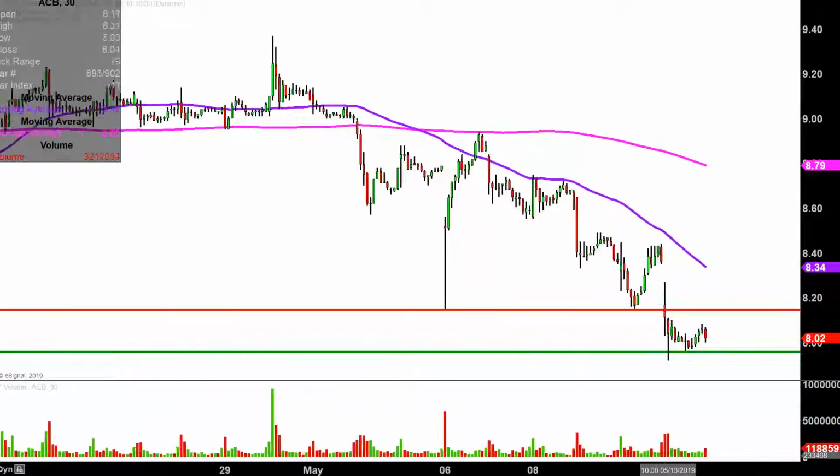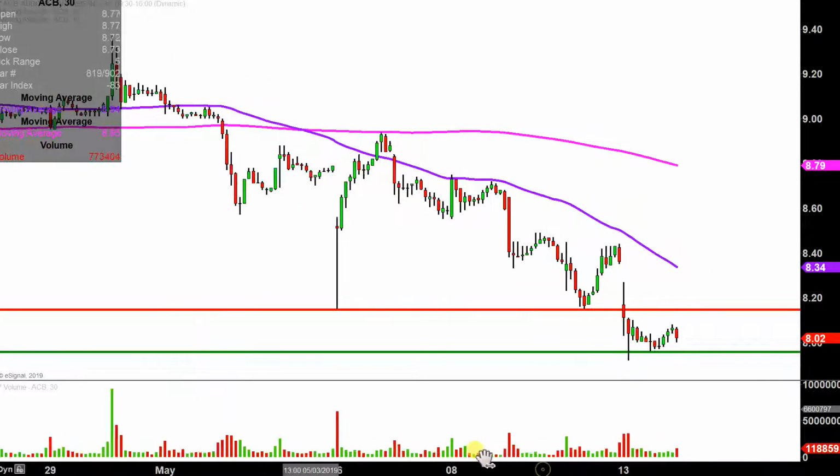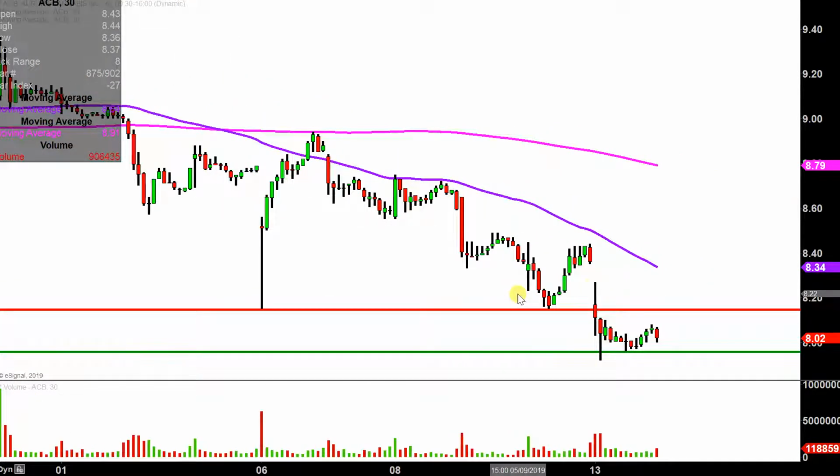So another rough day, a rough start to the week. The good news is the week is young, still 4 days left. So let's see if the bulls can try to chip away and create some sort of bounce.